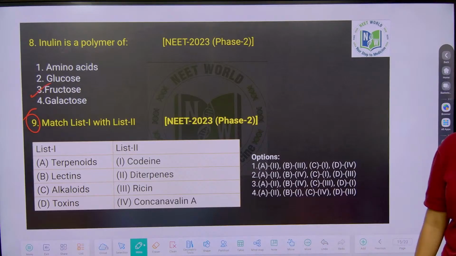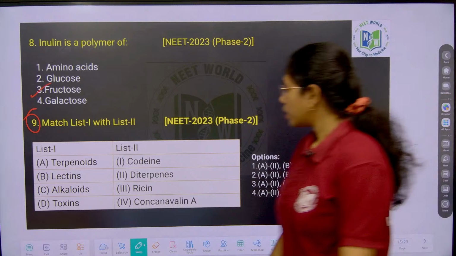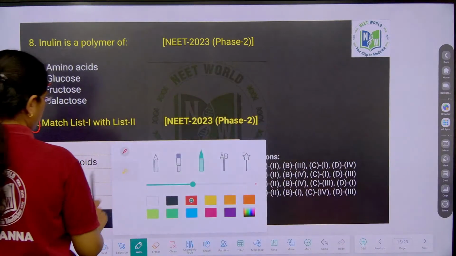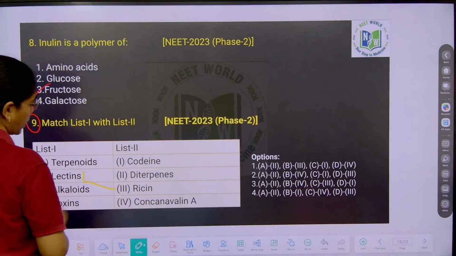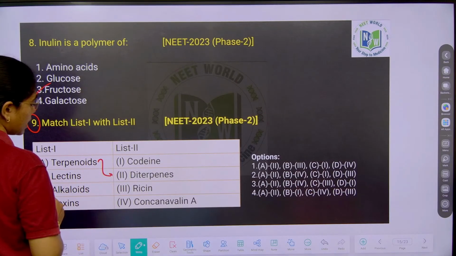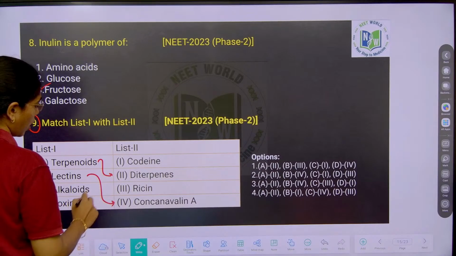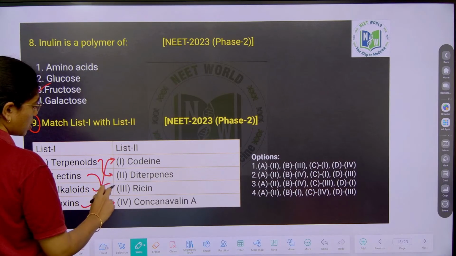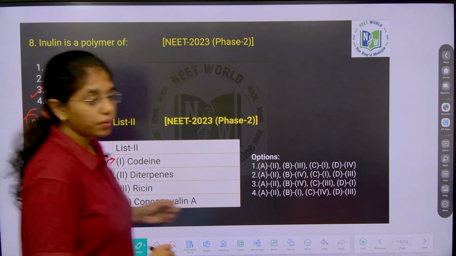From your secondary metabolites table, asked in the year 2023. Terpenoids, diterpenes. Lectins, alkaloids, toxins. Answer?